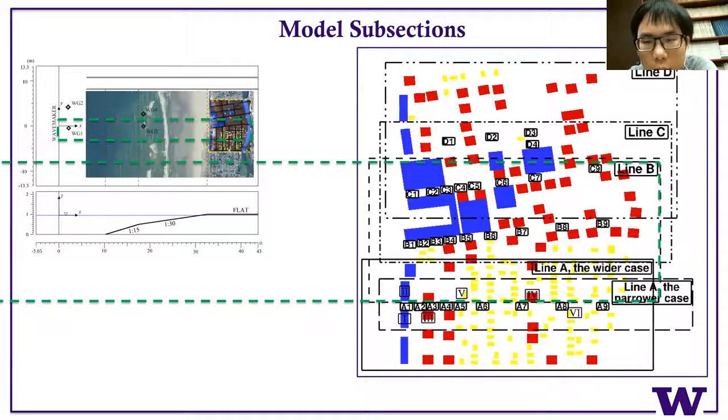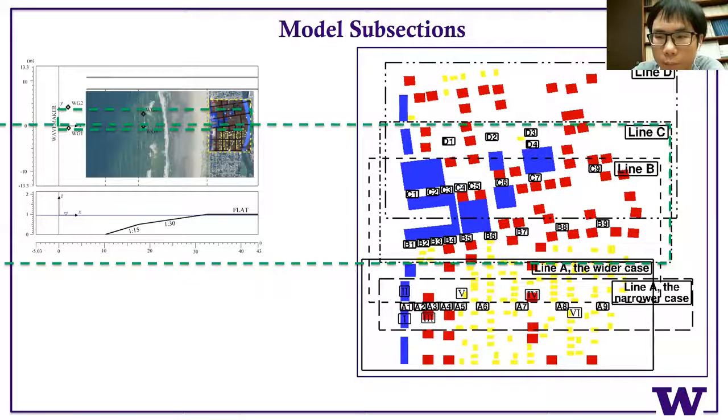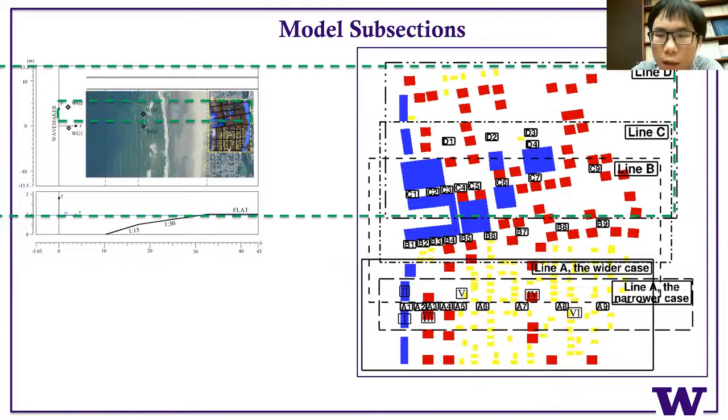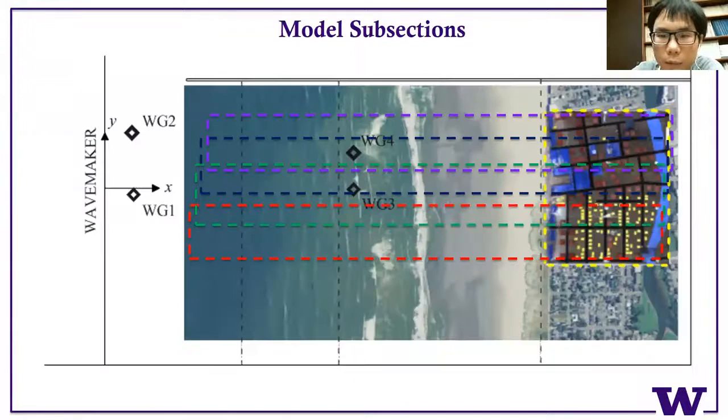So the green dashed line here shows a long thin subsection we model, in which we predict flow parameters at gauges B1, B2 until B9, and we repeat the same strategy for prediction of flow parameters from C1 to C9, and the last is D1 until D4. So this is a summary of the 4 subsections that we carefully chose to model in order to get predictions of flow parameters at all 31 places.